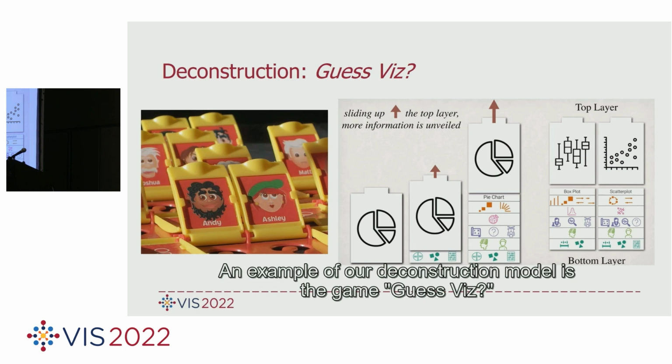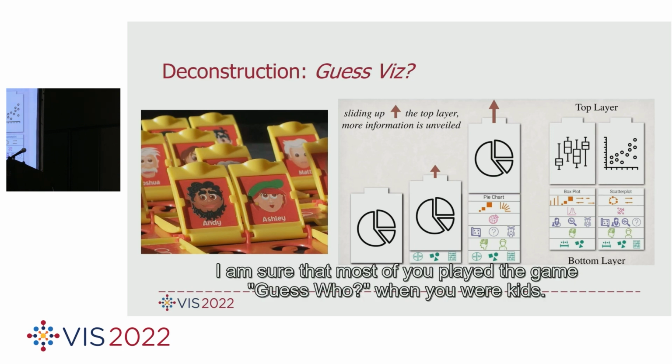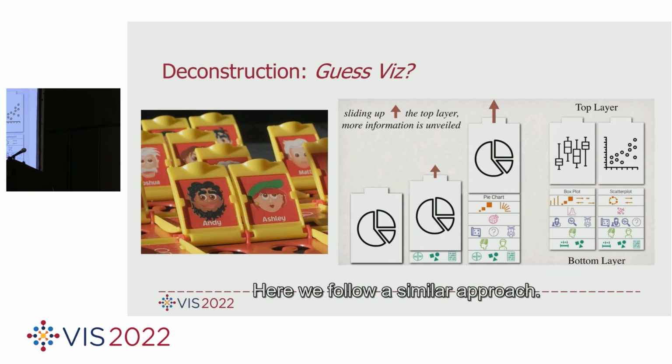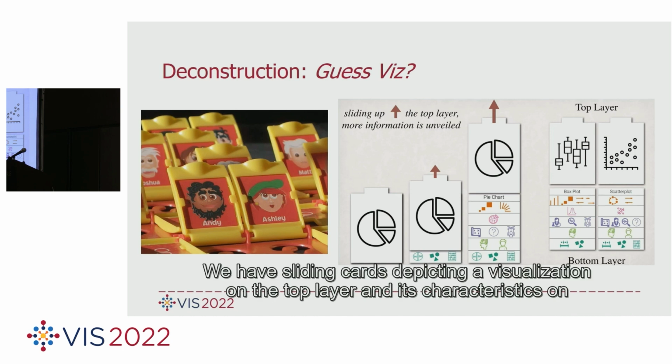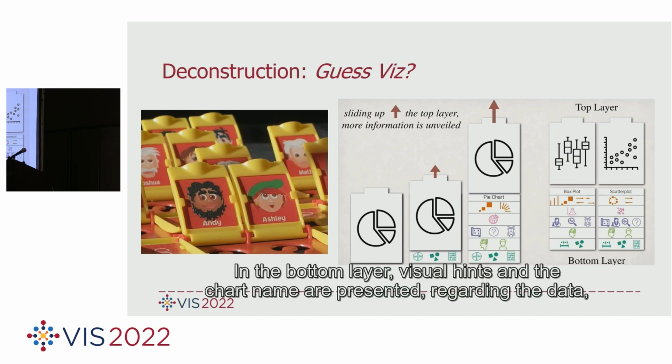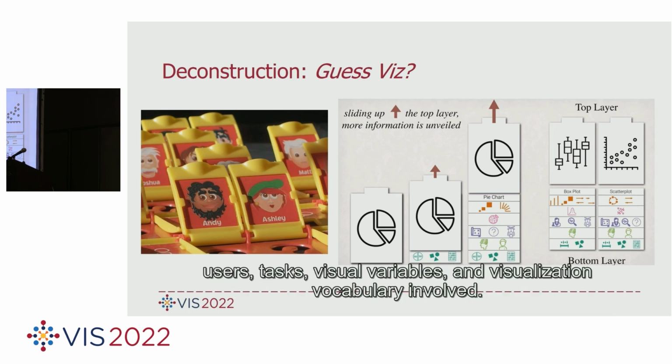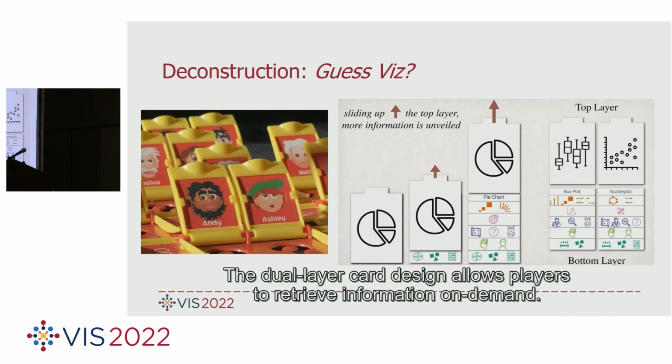An example of our deconstruction model is the game Guess This. I'm sure that most of you played the game Guess Who when you were kids. Here we follow a similar approach. We have sliding cards depicting a visualization on the top layer and its characteristics on the bottom layer. In this bottom layer, visual hints and the chart name are presented regarding the data, users, tasks, visual variables, and visualization vocabulary involved. The dual-layer card design allows players to retrieve information on demand.